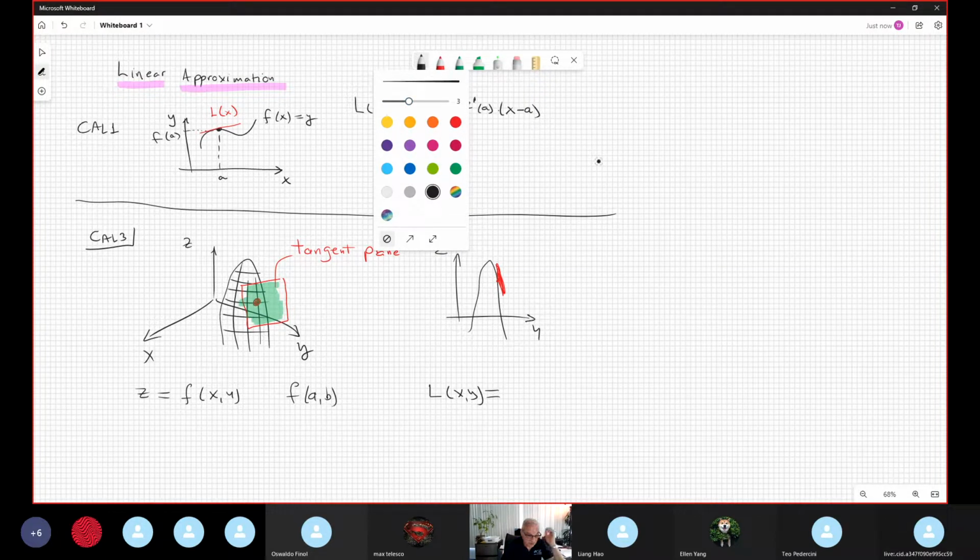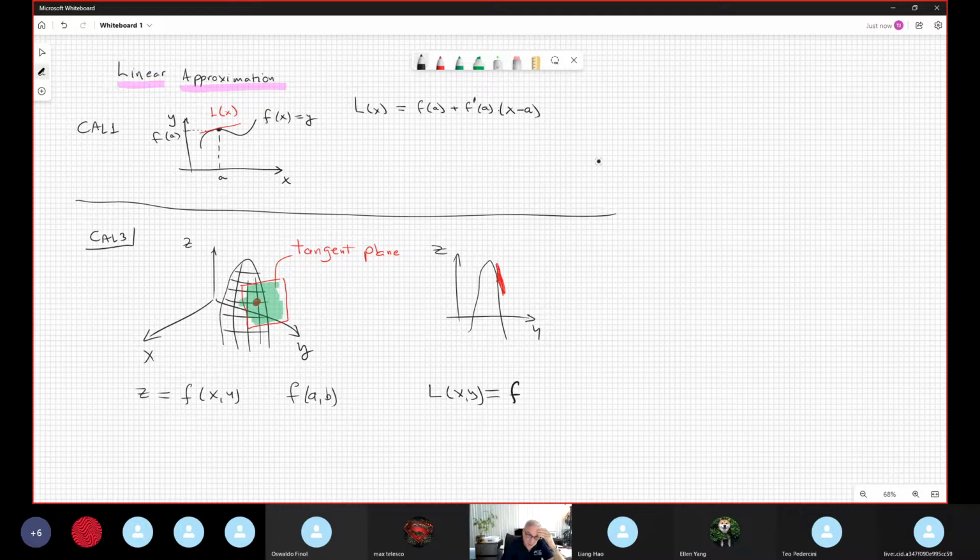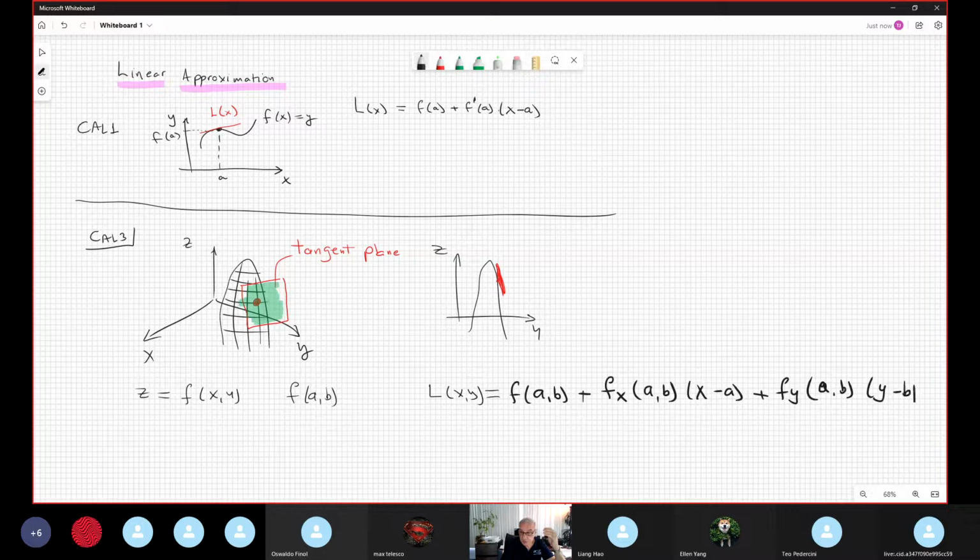Yeah. Linear approximation is equal to the function evaluated at the point, plus the partial derivative with respect to x evaluated at the point times (x minus a), plus the partial derivative with respect to y evaluated at the point (a, b), of course, times (y minus b). It's a formula. Look, compare. It's similar. This is one dimension, this is two dimensions, because the domain is two dimensional, right? And the problem is 3D. This one is graphically 2D, and this one is graphically 3D.